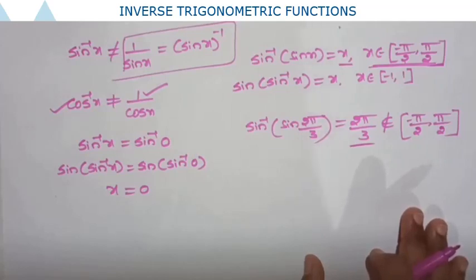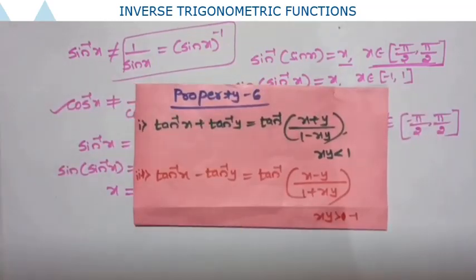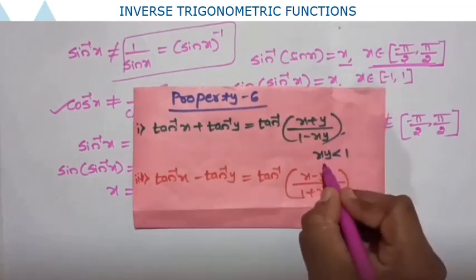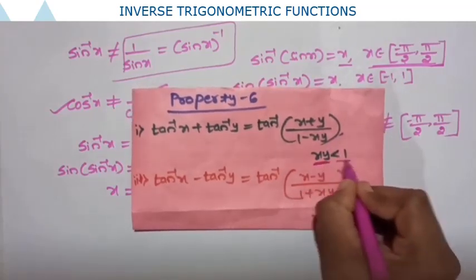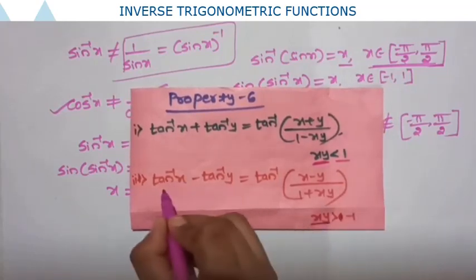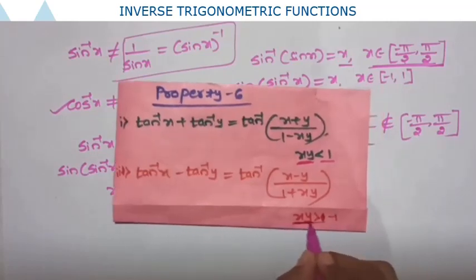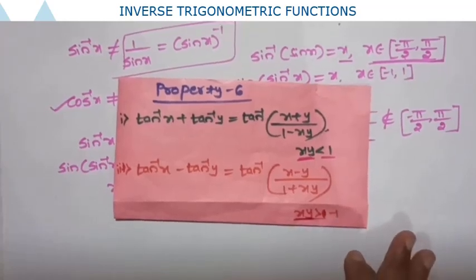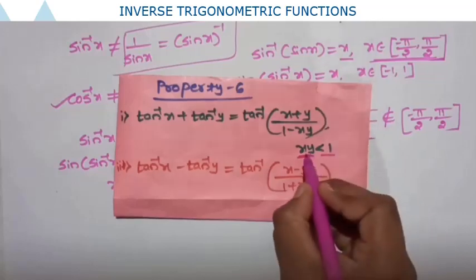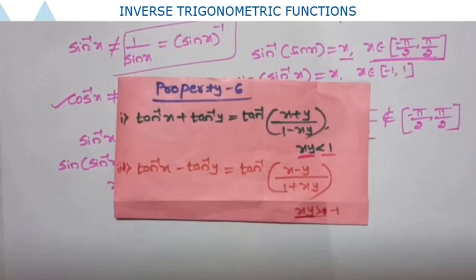And whenever you are using property number 6, tan inverse x plus tan inverse y equals tan inverse of x plus y by 1 minus xy, make sure that the product of x and y is less than 1. This is also very important. And whenever you are using tan inverse x minus tan inverse y, the product of x and y should be greater than minus 1. This is very important whenever you are applying the property: apply that property only under the particular condition given.